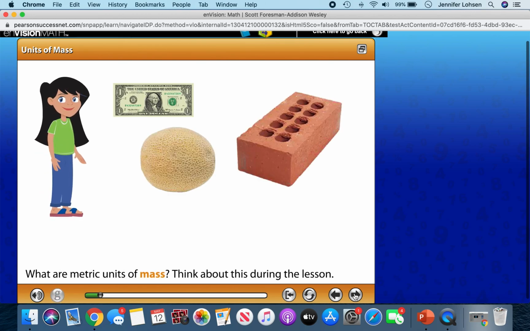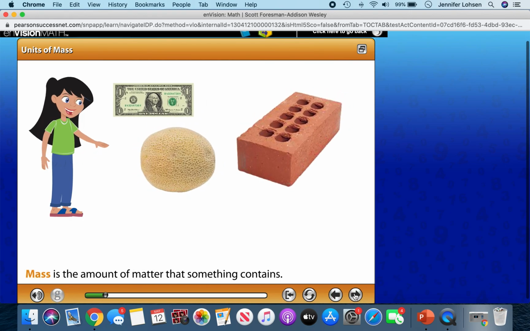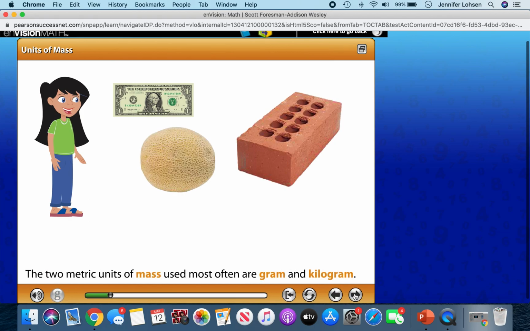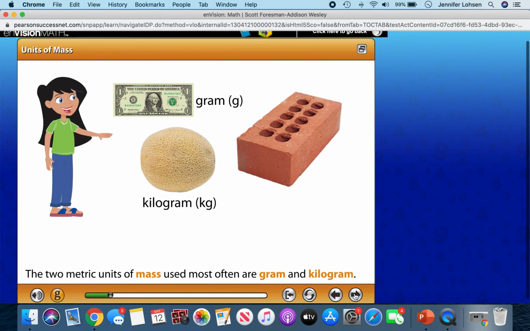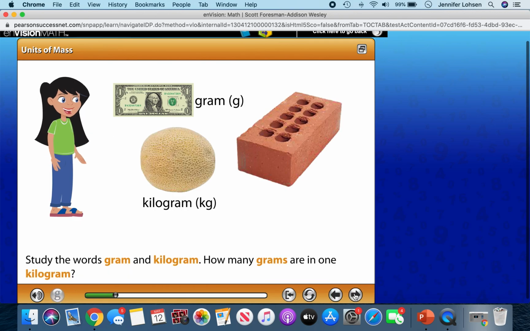What are metric units of mass? Think about this during the lesson. Mass is the amount of matter that something contains. The two metric units of mass used most often are gram and kilogram. Study the words gram and kilogram.